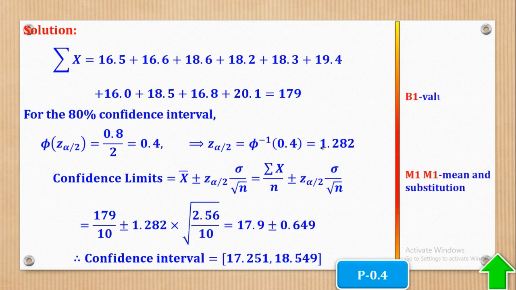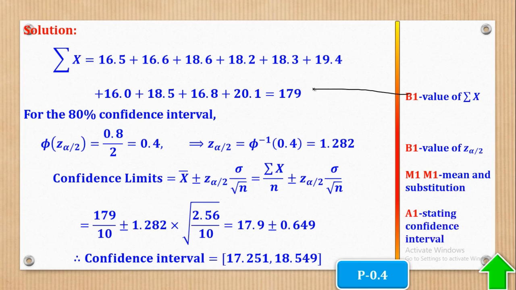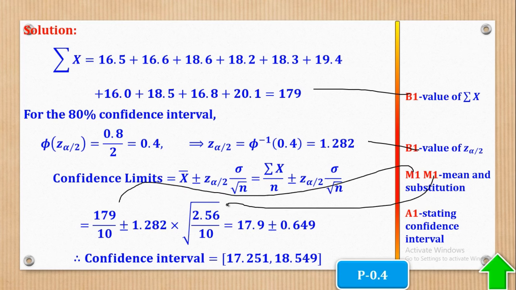So basically that's what they wanted. Now let's see how much can be awarded. B1 for this summation, B1 for the Z value, M1 for mean and substitution. So M1 for this mean, another M1 for substituting into the formula, then A1 for stating the confidence interval.